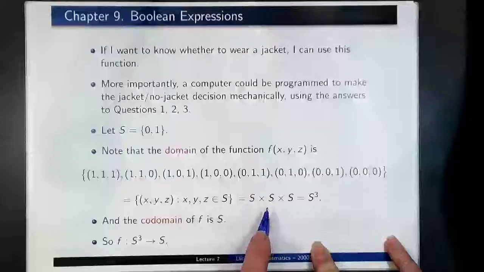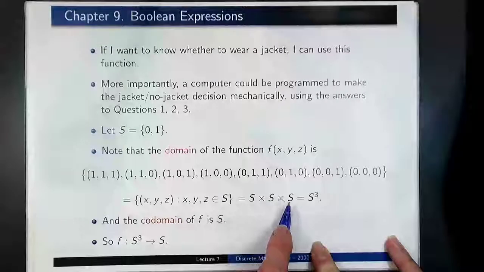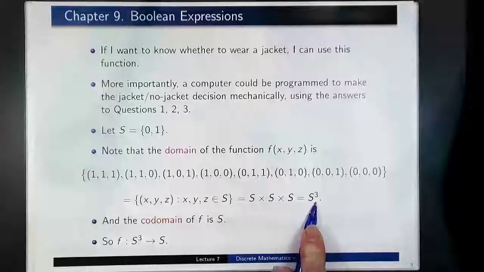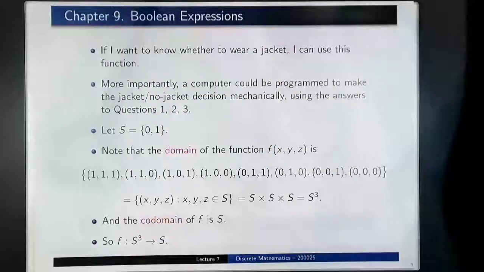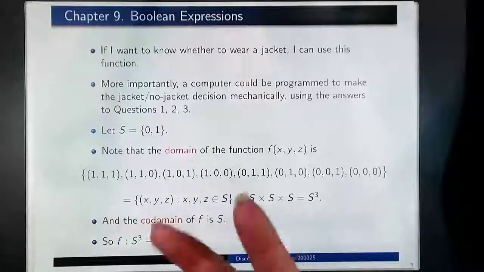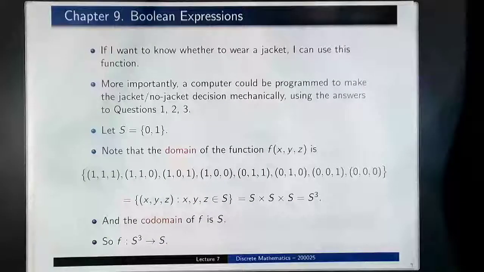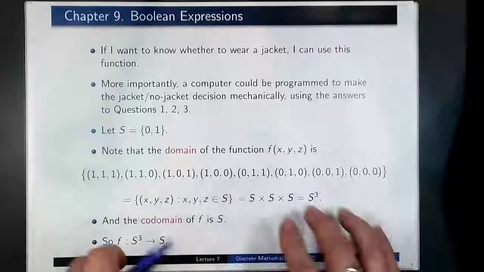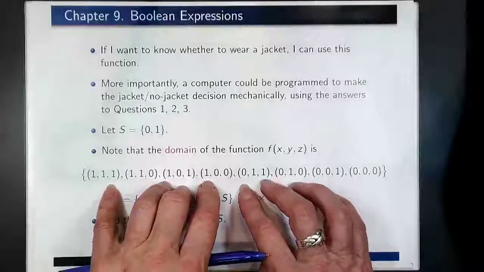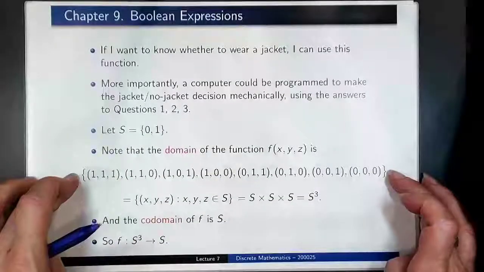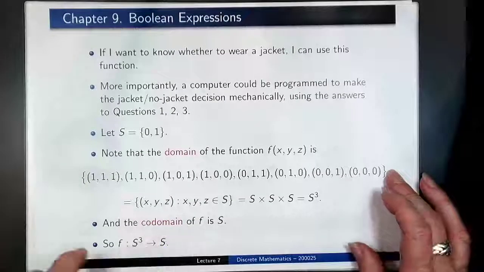And S Cartesian product S Cartesian product S, funnily enough, is abbreviated as S cubed. It's not normal multiplication, but we still abbreviate it as S cubed. And you know S is a set, so you understand the context. Now, these are the set of inputs for the function. That is, this set is the domain, the 8 possible things you can put into the function.